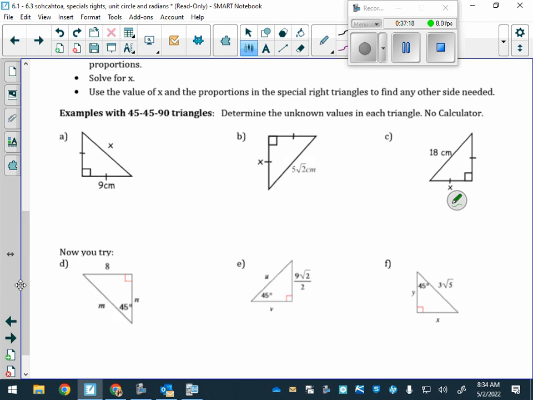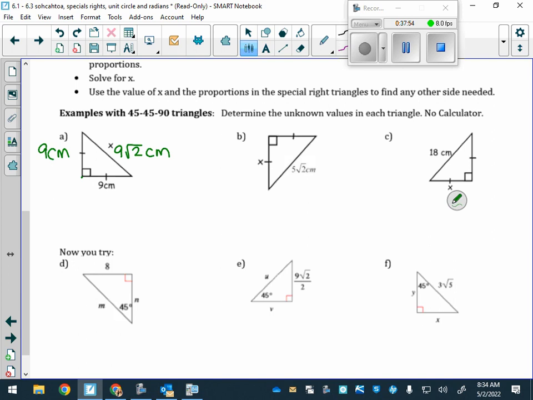So this is 45, 45, 90. So if this side length is 9 centimeters, what is this side length? 9 centimeters as well. However, across from your 90 degrees, your hypotenuse, what is your X value? Yeah. 9 root 2 because it's your side length times root 2. So we just tack on that 9 to root 2. That's it.